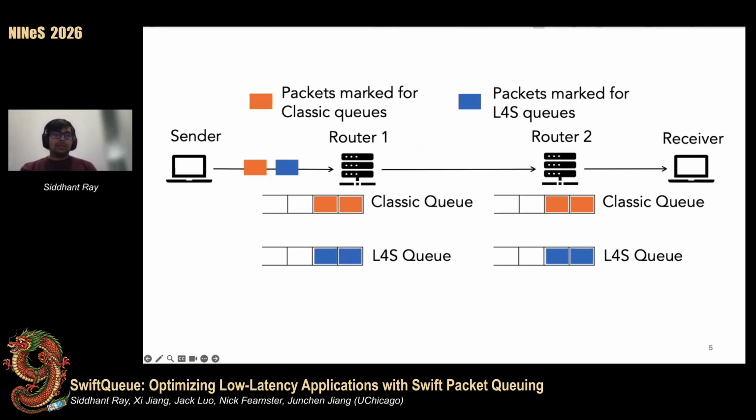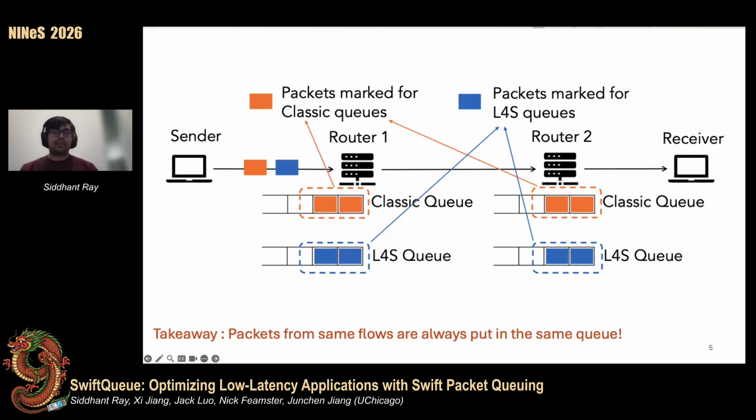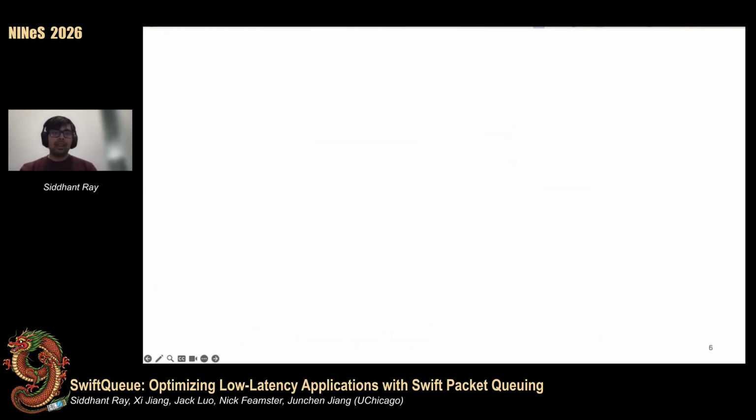Let's look at how this works in practice. At the sender, we have two possible kinds of packets: packets marked for classic queues and packets marked for L4S queues. In vanilla L4S, packets marked for classic queues are always put in the classic queue, which are the orange packets, and packets marked for L4S queues are always put in the L4S queue, which are the blue packets. This decision is made at the sender itself, and packets from the same flow are always put in the same queue in a static manner.